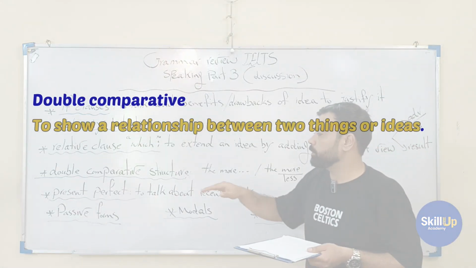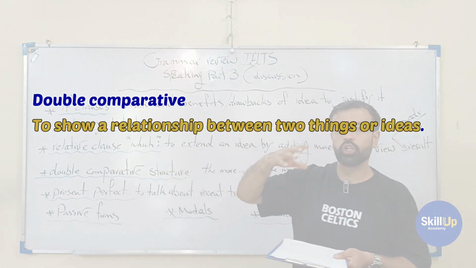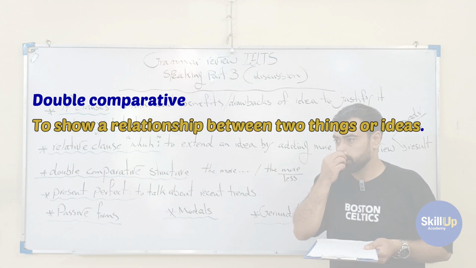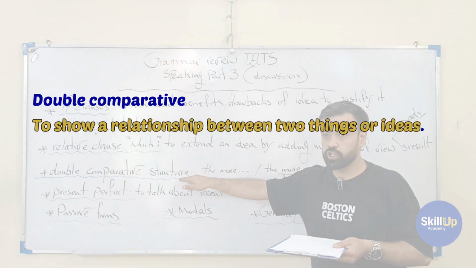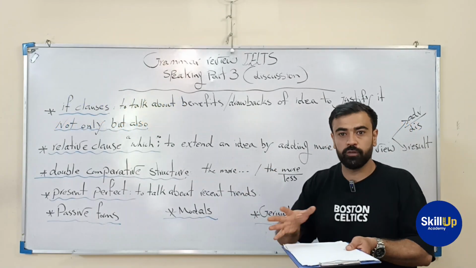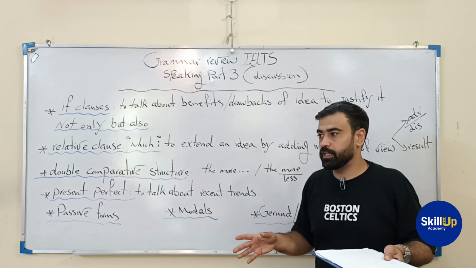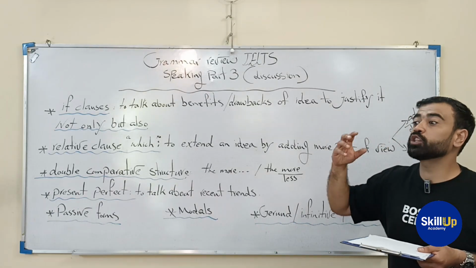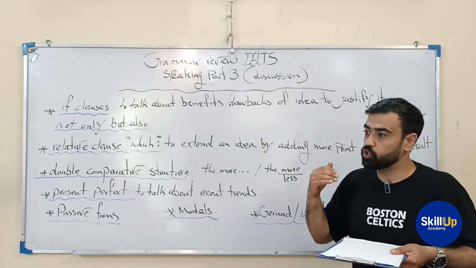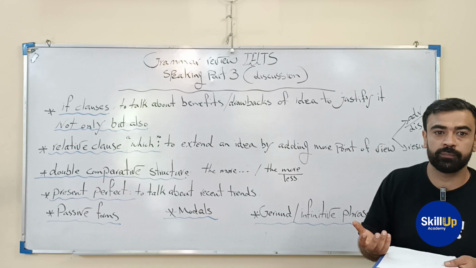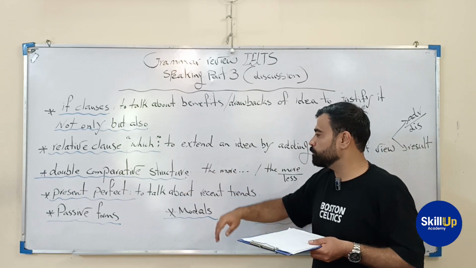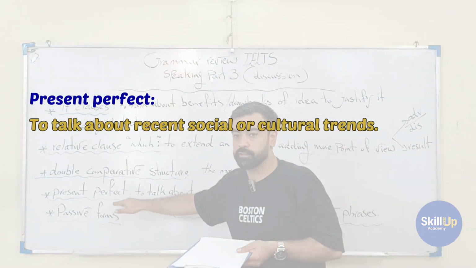The next thing, double comparative structures. The more, the less. These double comparative structures are super helpful in IELTS Speaking Part 3 when you're exploring your ideas. When you want to assess an idea, when you want to evaluate an idea, it would be super helpful. Present perfect.